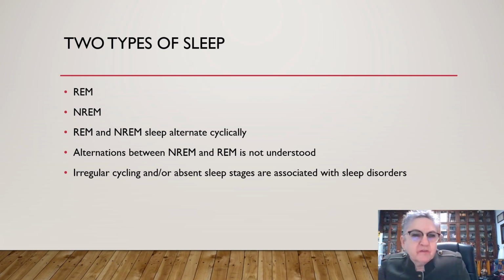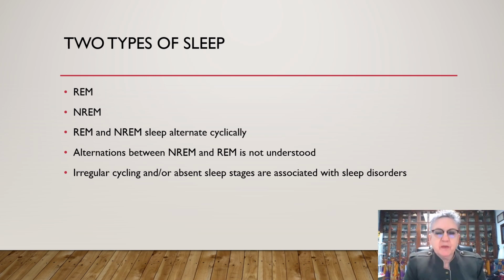So now we're going to cover the 2 types of sleep, both REM and non-REM sleep. We know that REM and non-REM sleep alternate, and the alternation between non-REM and REM is really not fully understood. Irregular cycling or absent sleep stages are associated with sleep disorders.